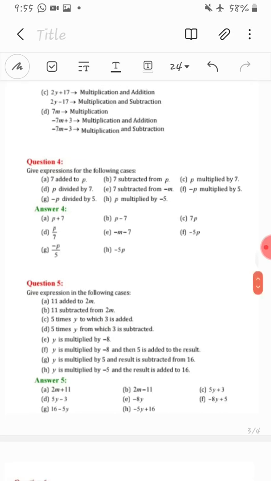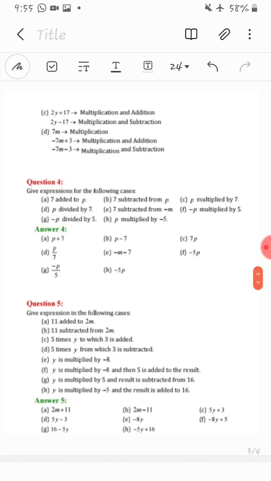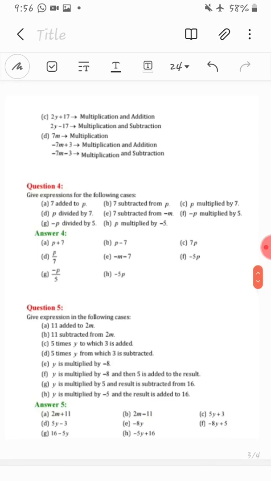Now d, 3d, 7m is there, that means both are multiplied, so multiplication. Minus 7m plus 3, here don't get confused because of the minus, it is not a subtraction sign, it is a negative number, minus 7. So minus 7 into m, we are getting minus 7m. So multiplication first and then plus 3, that is why addition. Again minus 7m minus 3, so multiplication and subtraction.